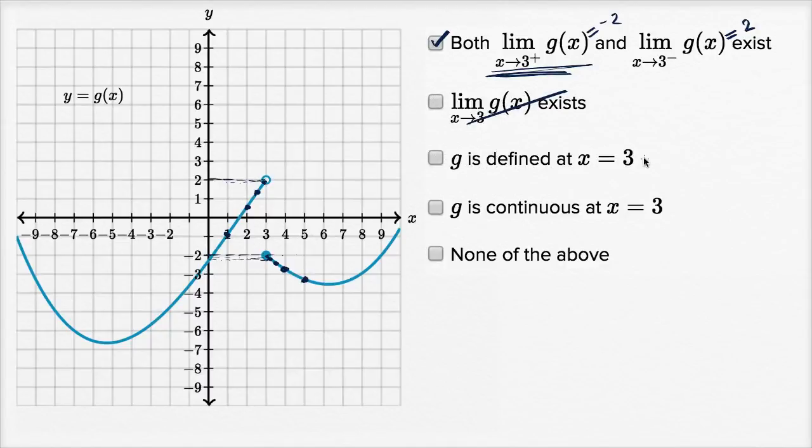g is defined at x equals 3. Well, when x equals 3, we see a solid dot right over there. And so it is indeed defined there.